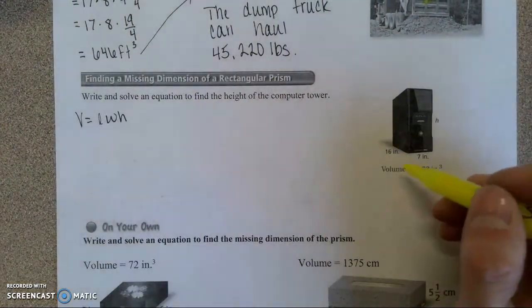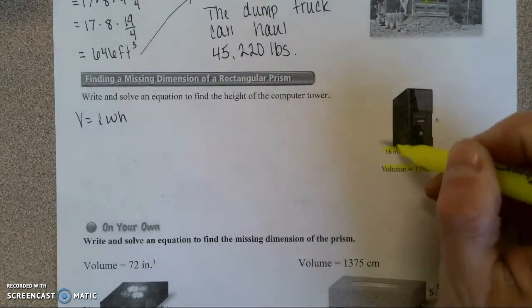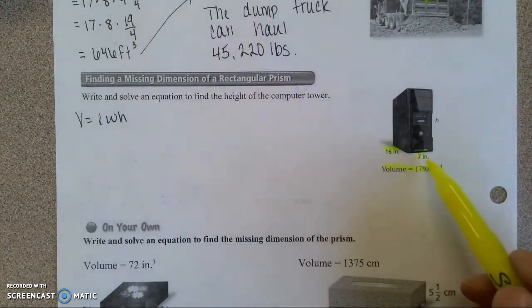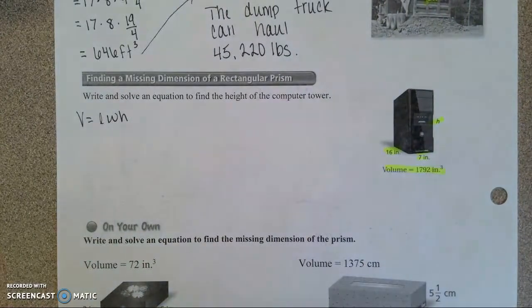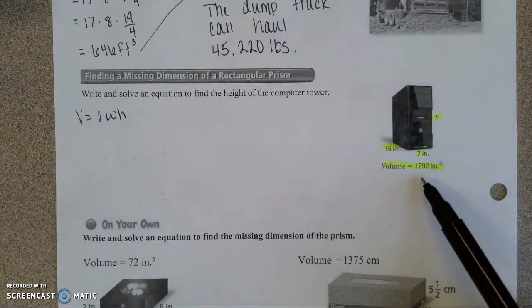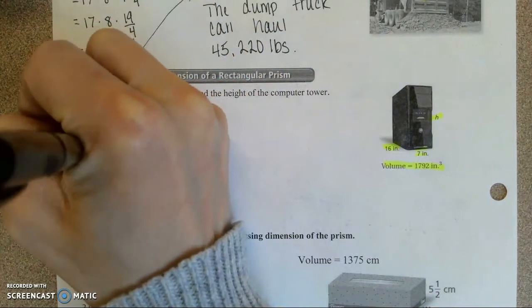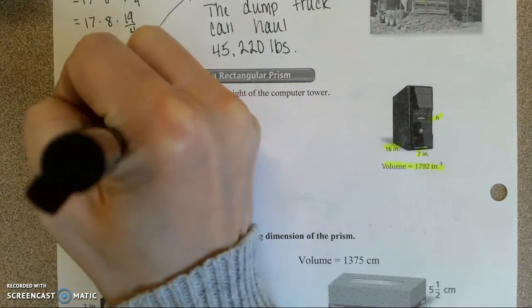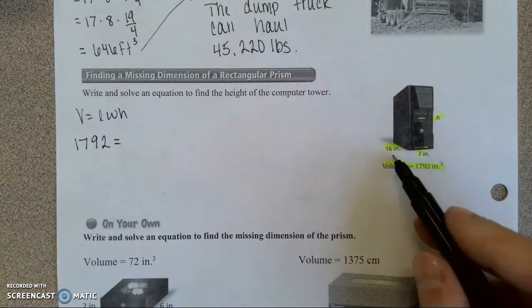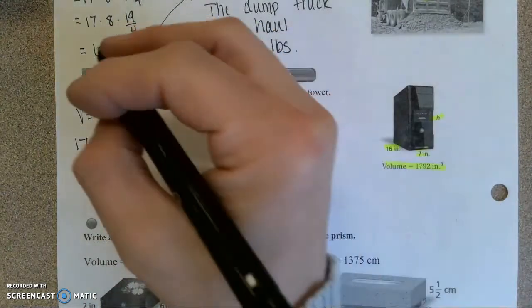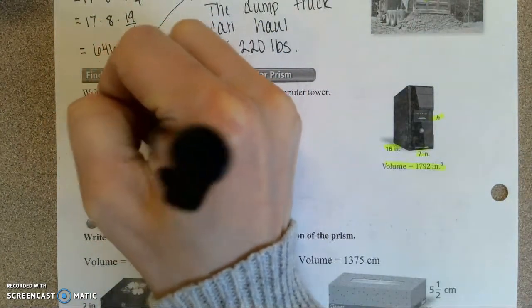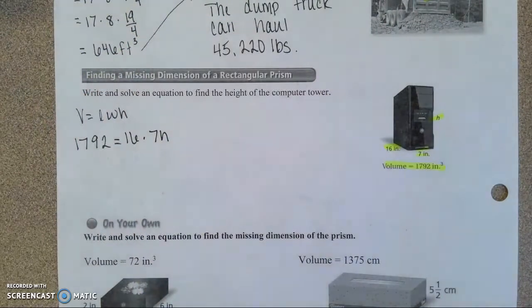and then we can look at this picture here. We can see, well, we know what the volume is, okay, and we've got our length and our width, but we don't know the height. That's what we're trying to find. But we're going to go ahead and substitute in the numbers we do know. So 1,792, and then my length of 16, my width of 7. And then my height.